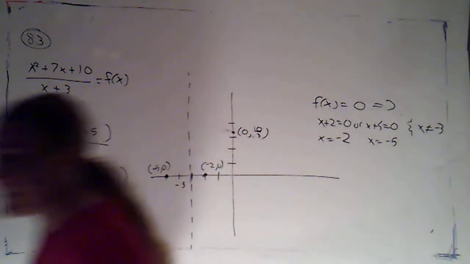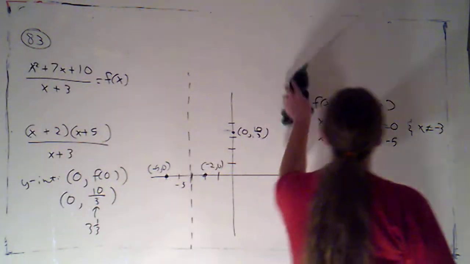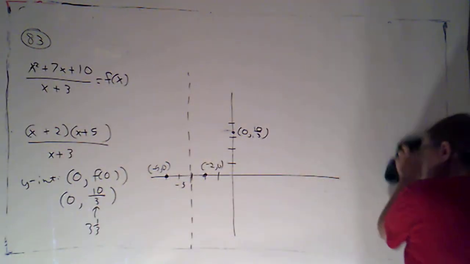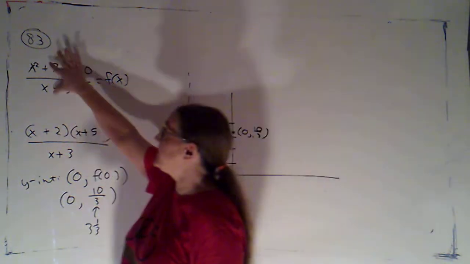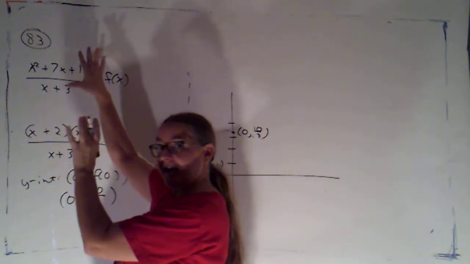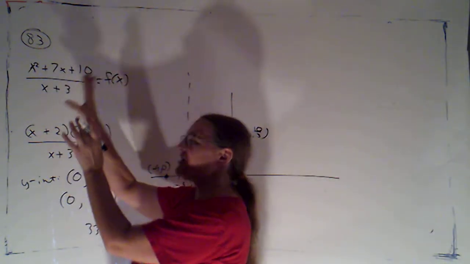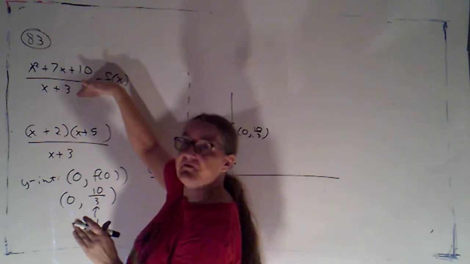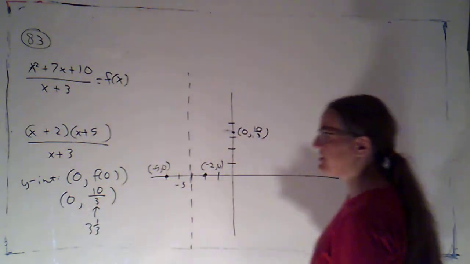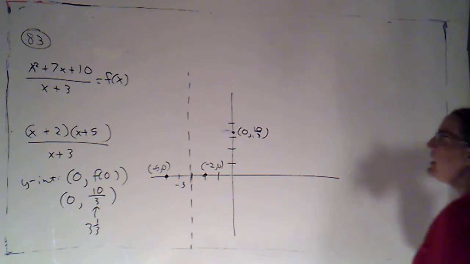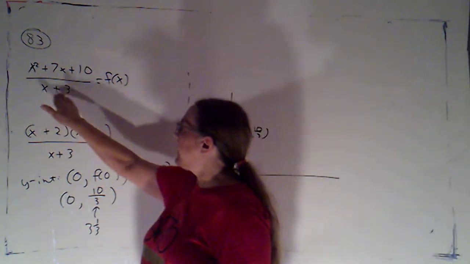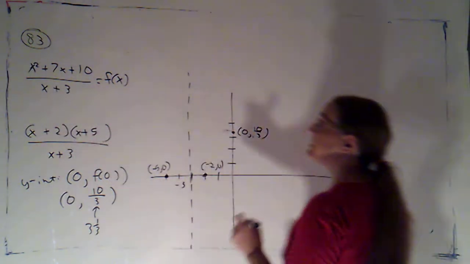I would like to find the equation for that slant asymptote. To do that, I do need to look at more than just the lead terms. Looking at them tells me there is a slant asymptote. I need to actually do this division problem to see what the equation of the slant asymptote is. Because the denominator is just 1x plus a number, I can use synthetic division.